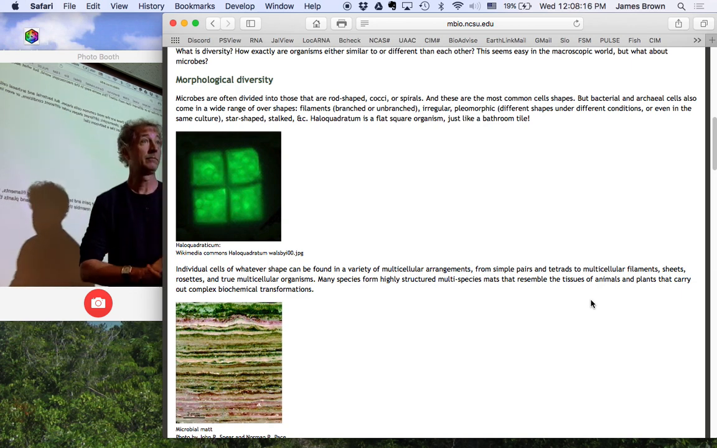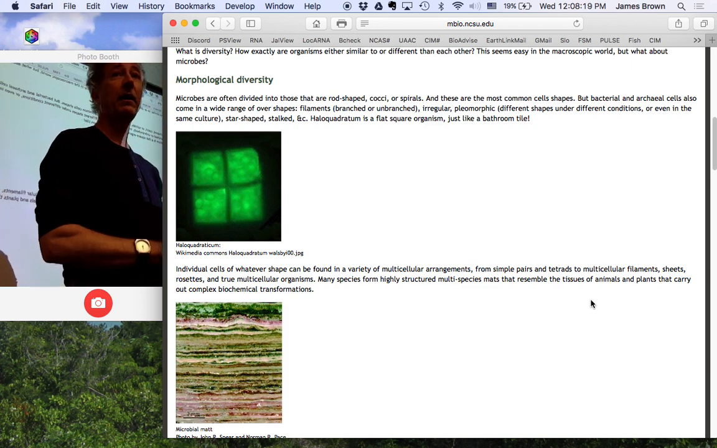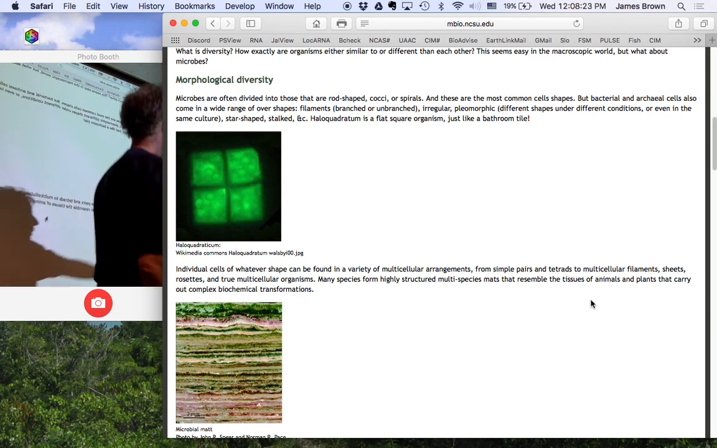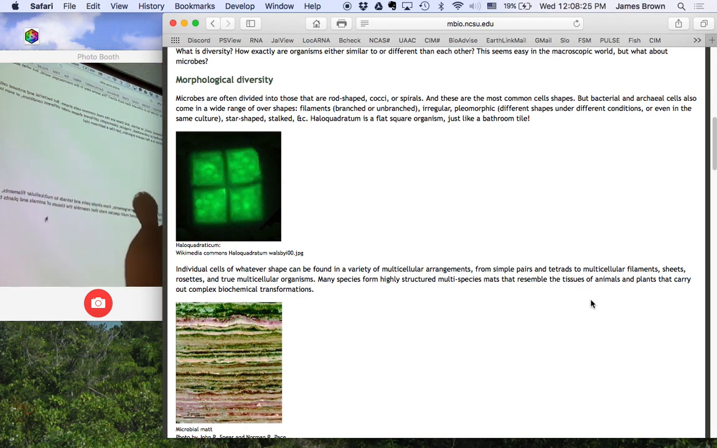Is that typical? Is that what you think of when you think of the shape of bacteria? Probably not. They also come in filaments. They're triangles. A relative of this is three-sided. They look like Doritos.